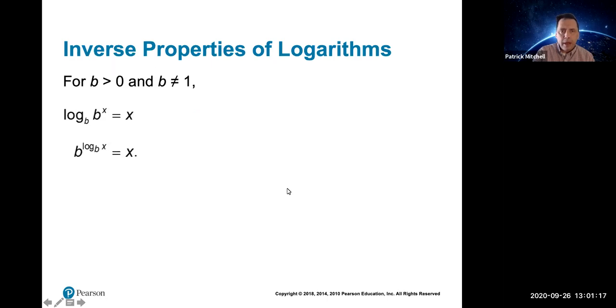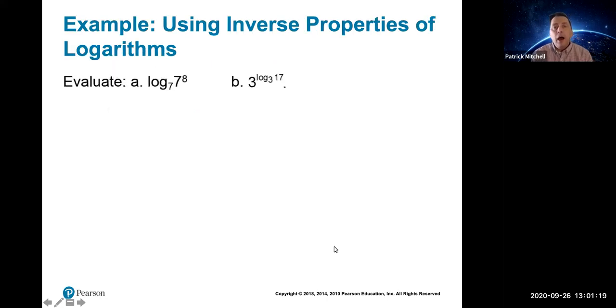All right, so let's look at some examples of that. Okay, so log base 7 of 7 to the 8th. Again, that's asking 7 to what power equals 7 to the 8th? Well, gee, I guess the answer is 8.